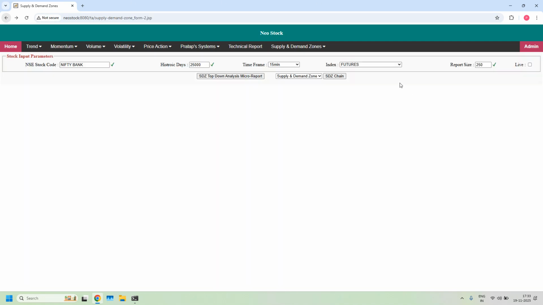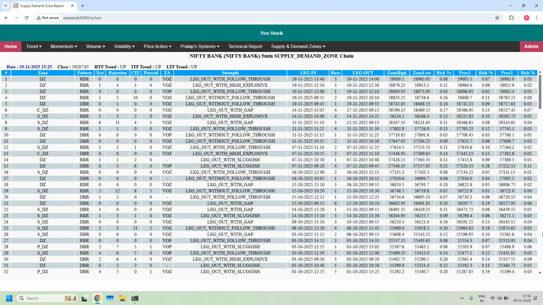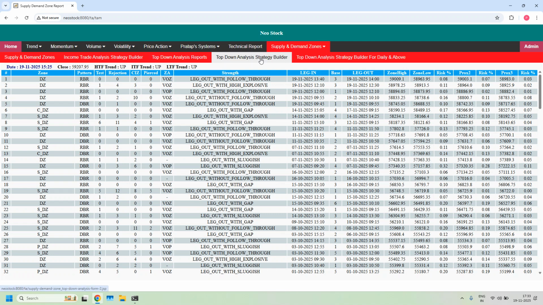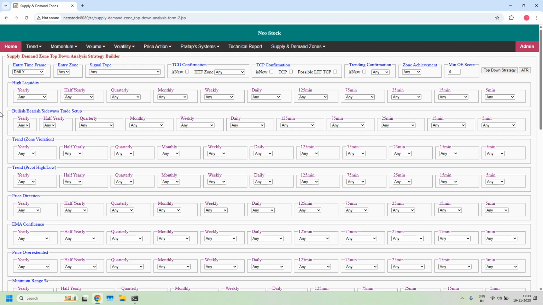Next, generating 5 minutes supply demand zone chain for Bank Nifty. So this is a Bank Nifty supply demand zone chain report. We have completed both Nifty and Bank Nifty. Next I am generating sideways, bullish and bearish trade setups for monthly, weekly and daily income trades.